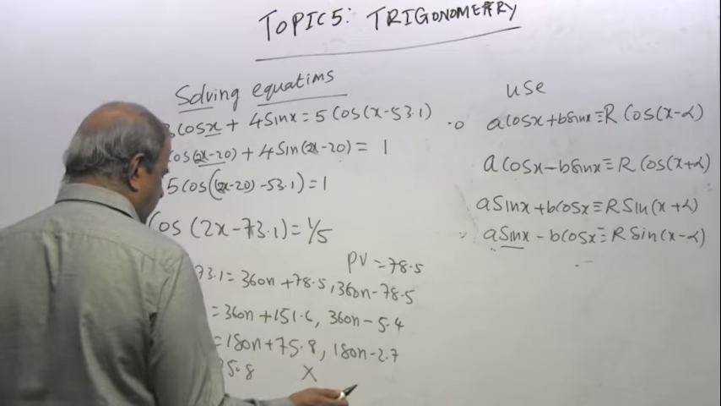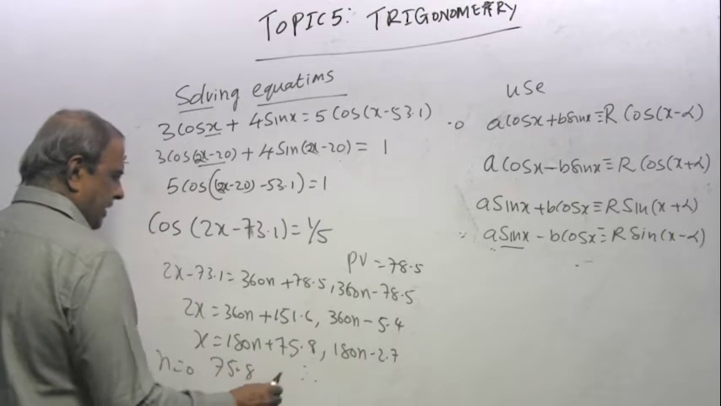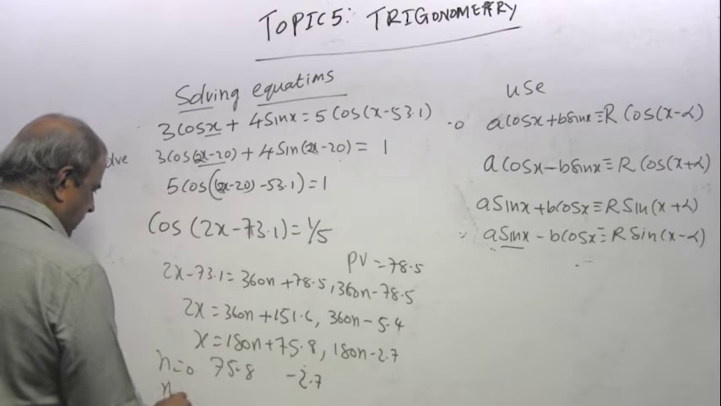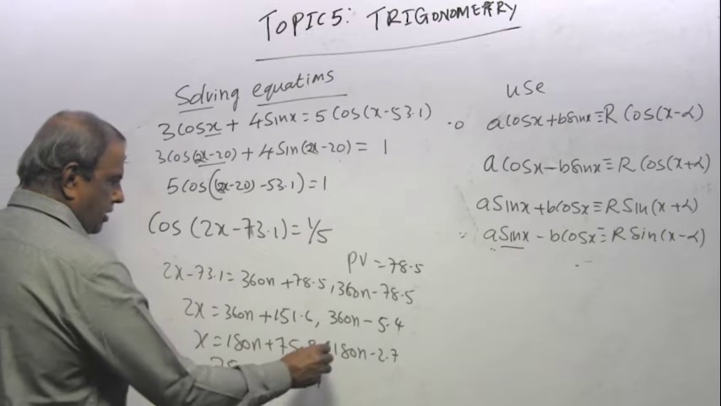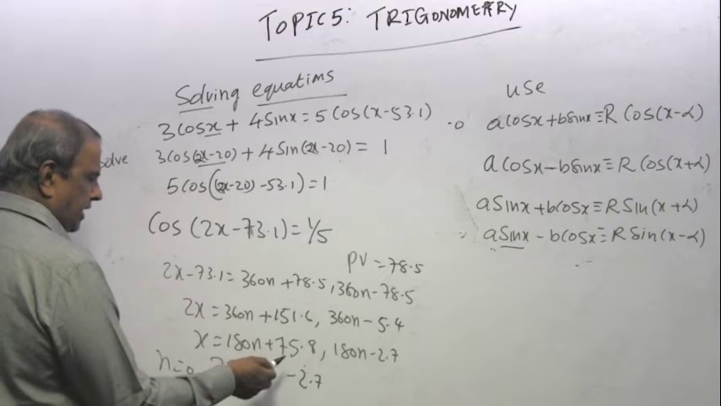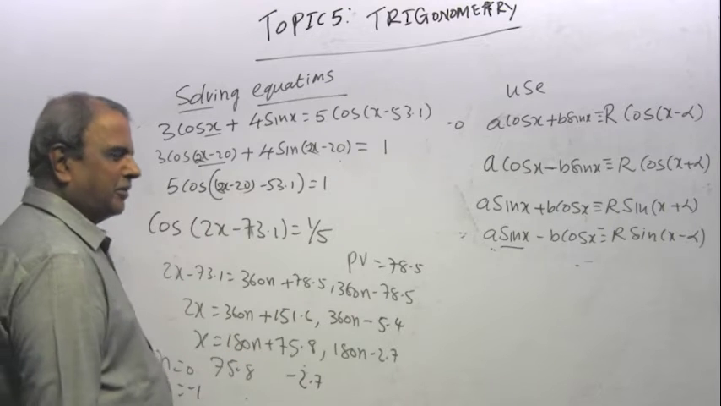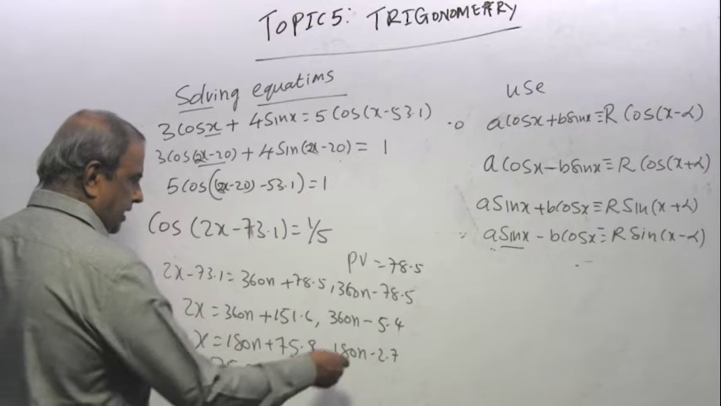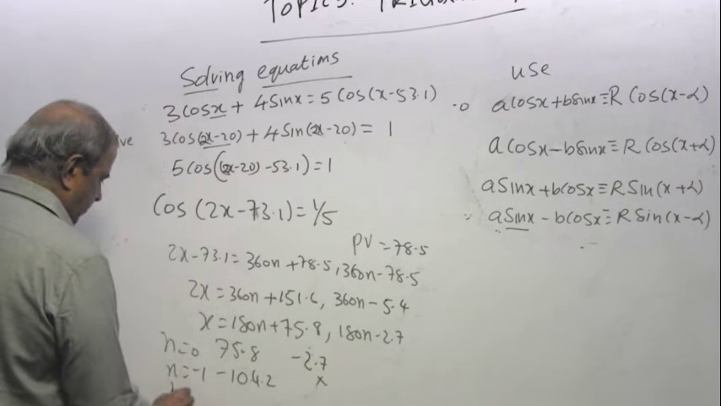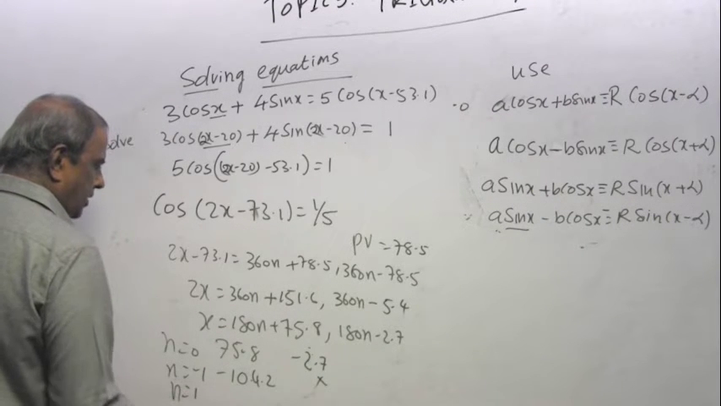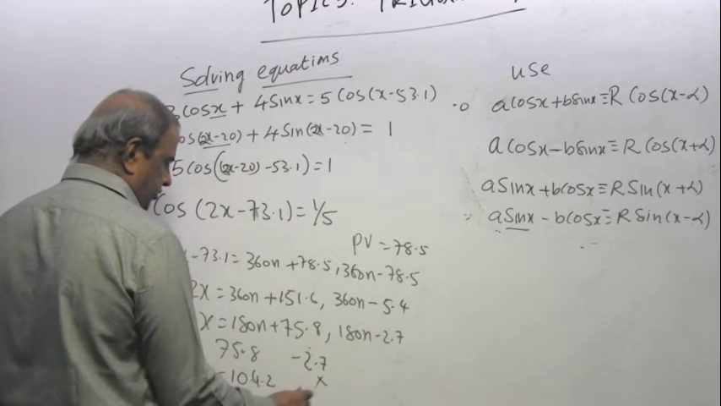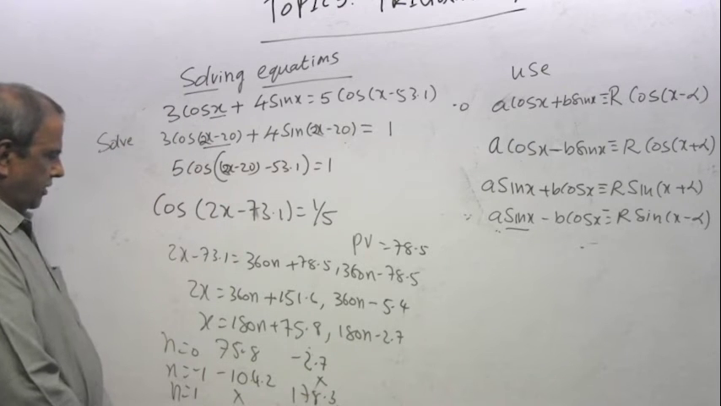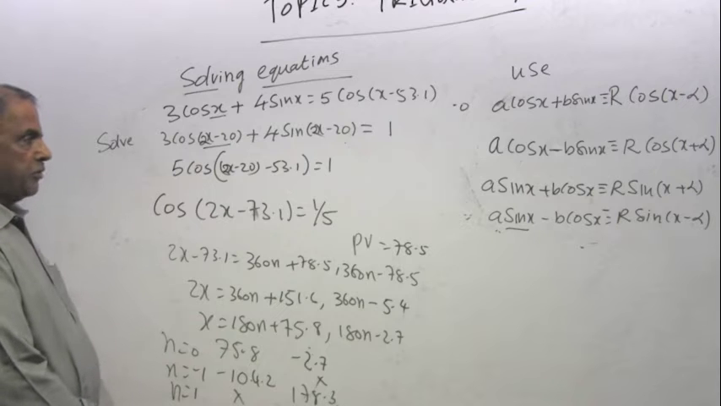No, I said minus 180 to 180, isn't it? Oh yeah, I can take that. Minus 2.7, and then put n as minus 1, that is out. Oh, sorry, minus 180 plus 75 is minus 105, so minus 104.2, accepted. Put n as 1, that's out. 180 minus 2, 178.3. So you've got 4 answers. It's 2x, so you expect 4 answers.